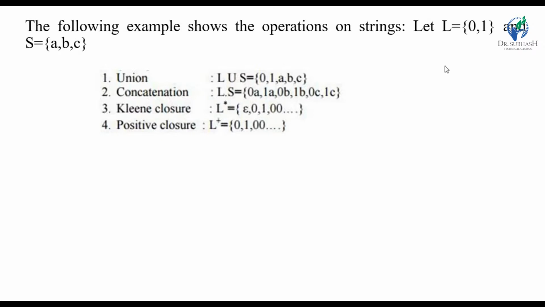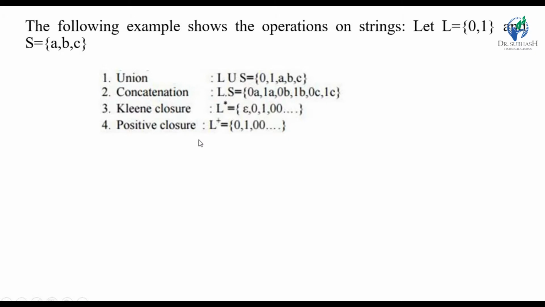Concatenation: each element of one set is concatenated with elements of another set. L concatenate S gives 0A, 1A, 0B, 1B, 0C, 1C. Each and every element of the first set is concatenated with each and every element of the second set.